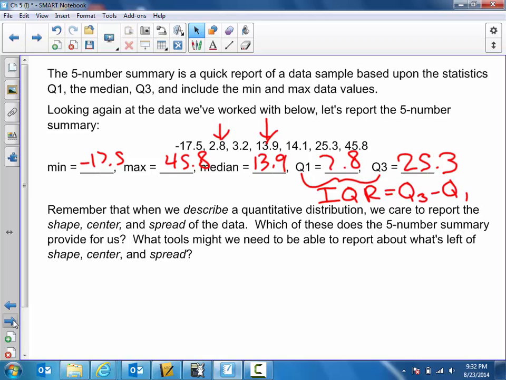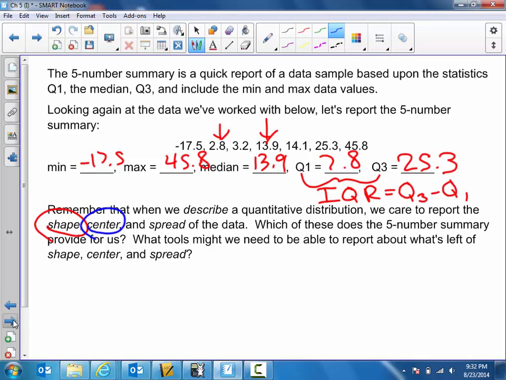When we want to describe a quantitative distribution, we care to report the shape, center, and spread of the data. Which of these does the 5-number summary provide for us? Well, by looking at the data values like this, we obviously get nothing about the shape of the data. And if you have a really big data table like we looked at the beginning of chapter 2 that has a lot of such numbers built up maybe dozens or hundreds of times, it's really hard, even if you put them in ascending order, for your brain to visualize what's going on very easily, especially when you get up to the hundreds of data values at a time. So nothing about the shape is being described by the 5-number summary.